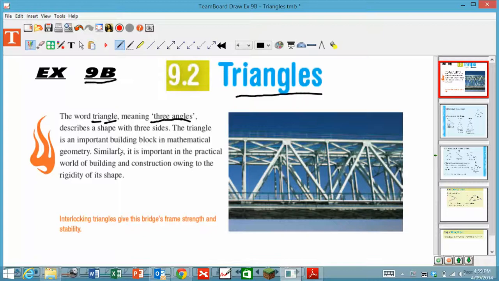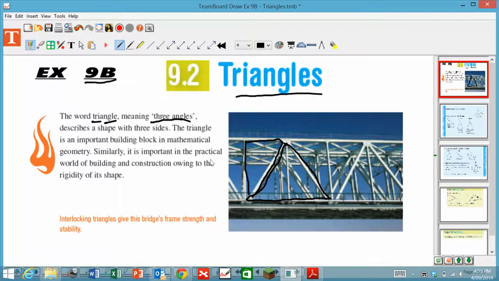Triangles are actually important, as it says here. A triangle is an important building block in mathematical geometry, and also very much used in the real world in building and construction. As you can see here, the bridge has a variety of triangles being used all the way through. Using triangles in this way and interlocking them gives this bridge a great deal of strength, which is obviously needed for a bridge. You don't want one that's not very strong, that is going to fall down.